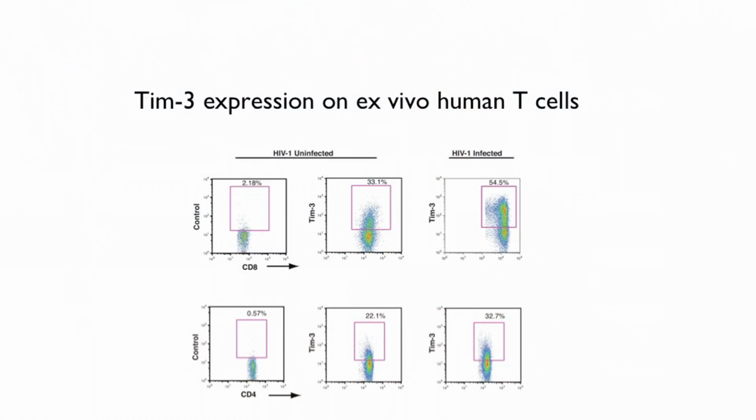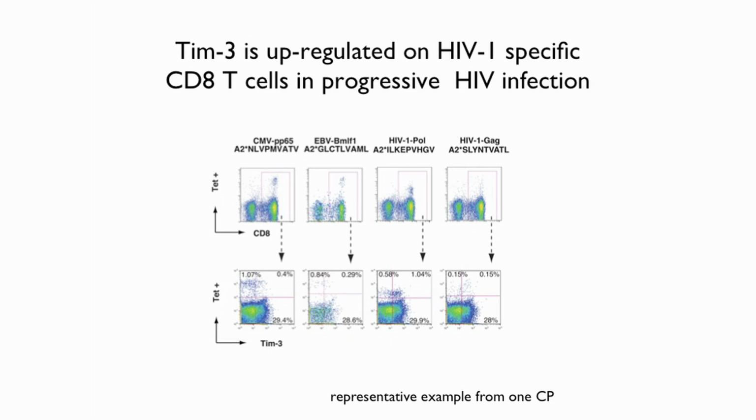So when you look at CD8 cells and CD4 cells from HIV-infected individuals, you find that they have upregulation of TIM3 expression compared to uninfected individuals. This is using a polyclonal antibody that's very sensitive in detecting TIM3, and we see much more expression in HIV-infected individuals. If you take blood from one infected individual and you look at TIM3 expression on different virus-specific cells, you see varying levels of TIM3 expression.